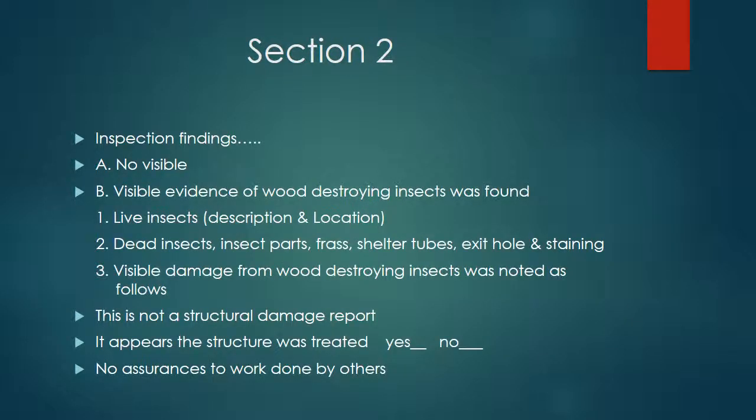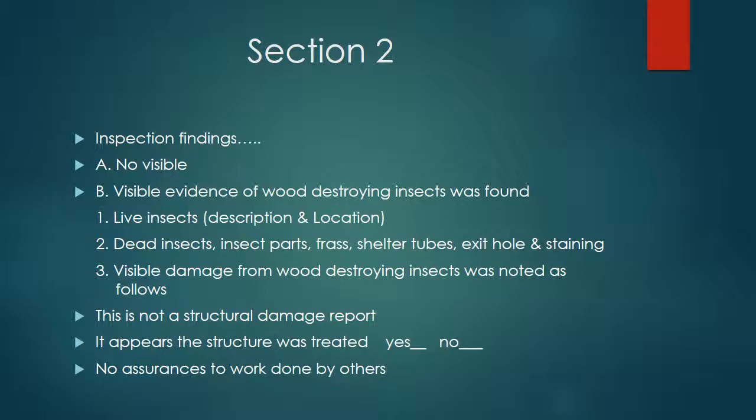Once we get into Section 2, things get a little bit more interesting. This is where you're going to put down your inspection findings. A is going to be no visible evidence of wood-destroying insects was found. That's great. If you can mark this area, it's going to make the rest of your report a whole lot easier. And we're working for the buyers now in most states in the real estate deals, so more often than not, we'd obviously, for their sake and everybody involved, like to not find evidence.